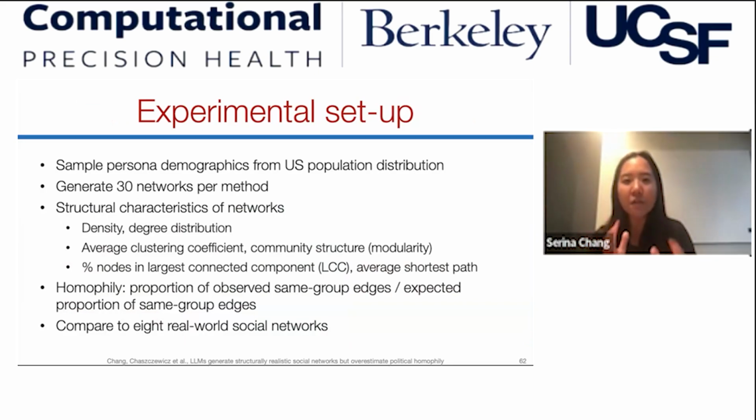And then to evaluate homophily, remember that is the trait where people with common traits are likelier to be friends. We compute that as the proportion of the observed same group edges. The same group would be something like same gender, so women and women being friends with each other. The proportion of same group edges divided by the expected proportion of same group edges based on how many people from each group are in the network. And then finally, we compare our generated network to 8 real-world social networks.